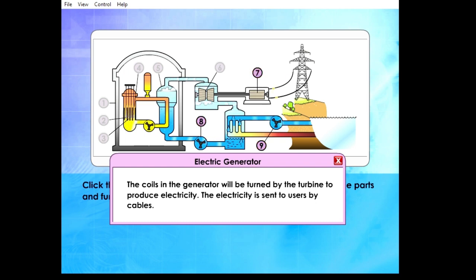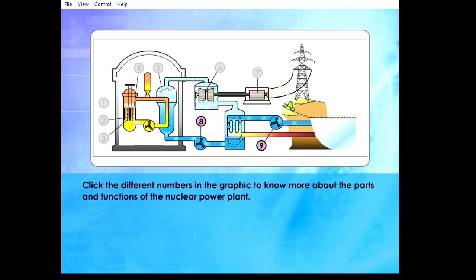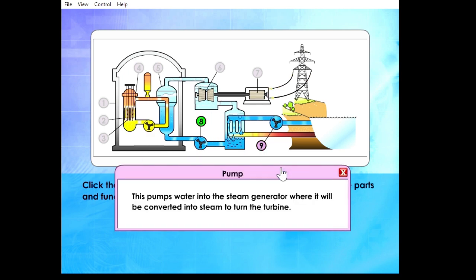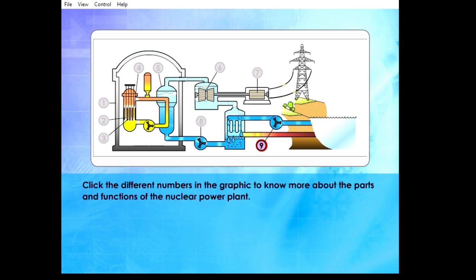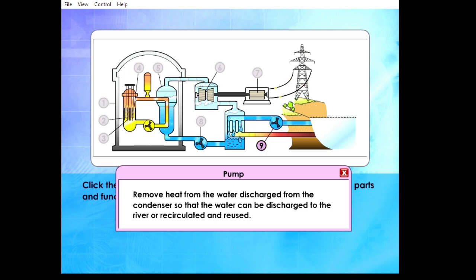The coils in the generator will be turned by the turbine to produce electricity. The electricity is sent to users by cables. This pumps water into the steam generator, where it will be converted into steam to turn the turbine. The cooling tower removes heat from the water discharged from the condenser so that the water can be discharged to the river or recirculated and reused.